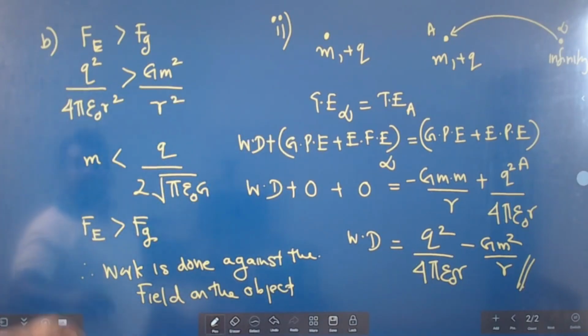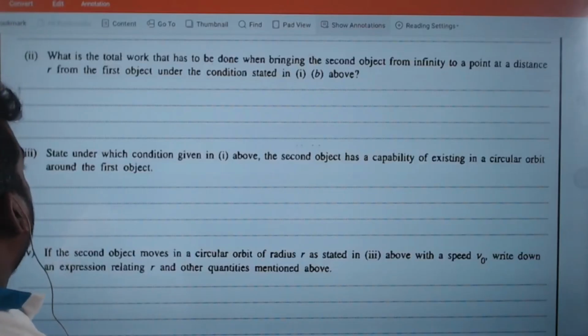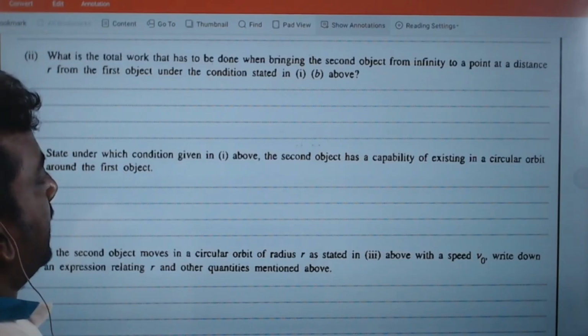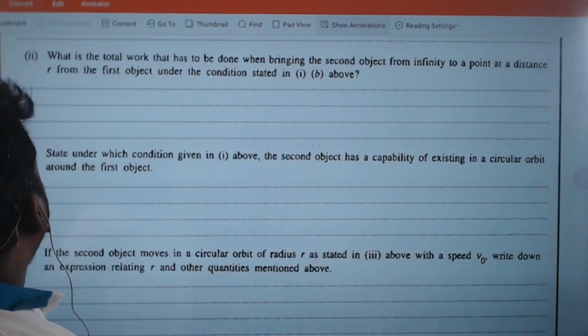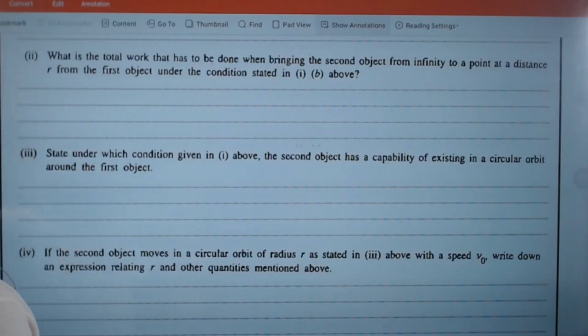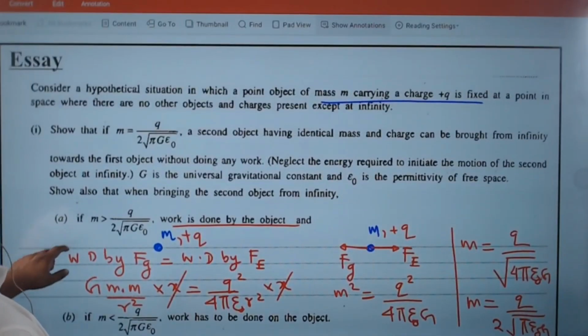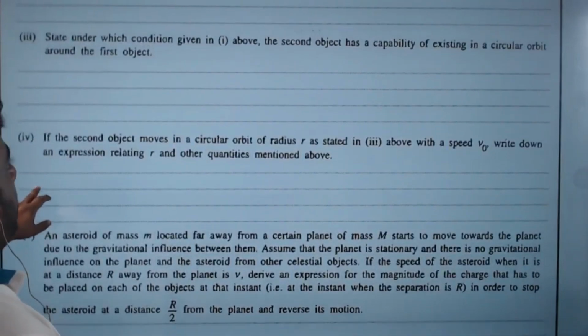Okay, now next one. State under which condition given in Roman 1, the second object has the capability of existing in a circular orbit around the first object. So under what condition? Gravitational force should be greater than electric force. Gravitational force is larger means part A, Roman A.